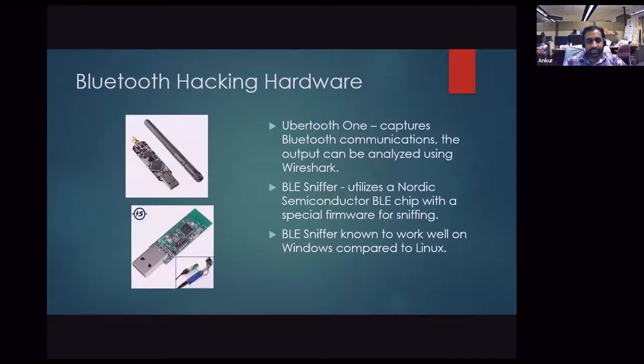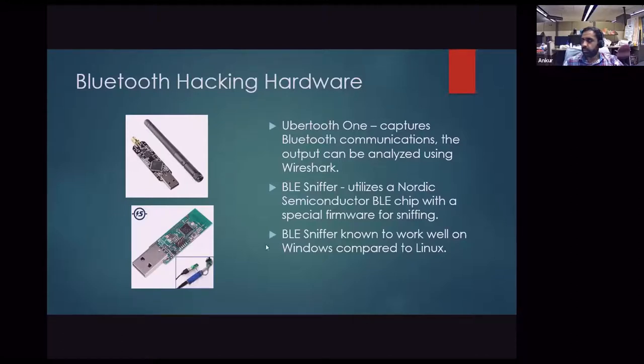These are two devices that you can find on Amazon. When I tried working on one of these demos, I used a BLE sniffer, which is from Nordic Semiconductor. It is a little bit cheaper. I think I paid $25 for this. Ubertooth One provides more capabilities. It's a little bit expensive, I think around $80 or $90. And BLE Sniffer works better on Windows.